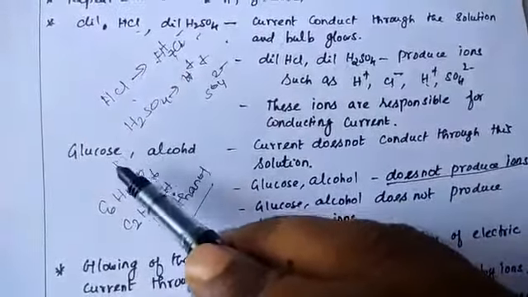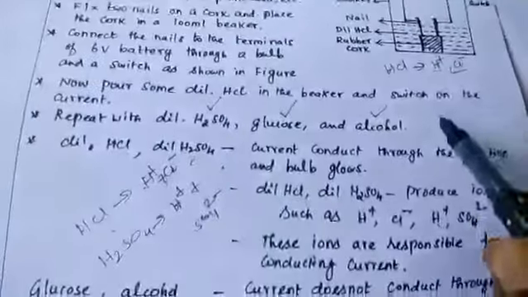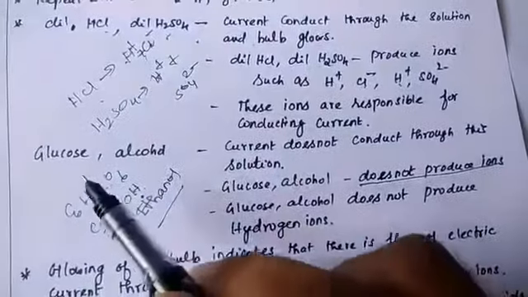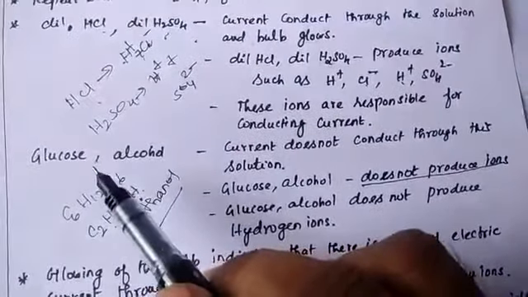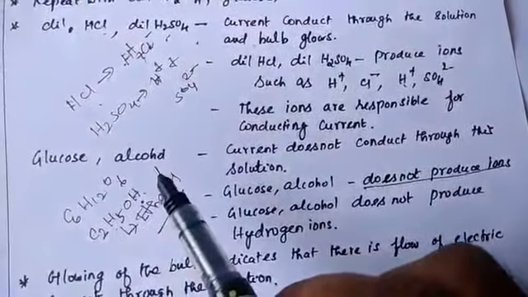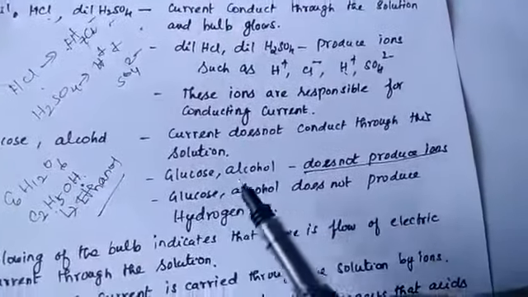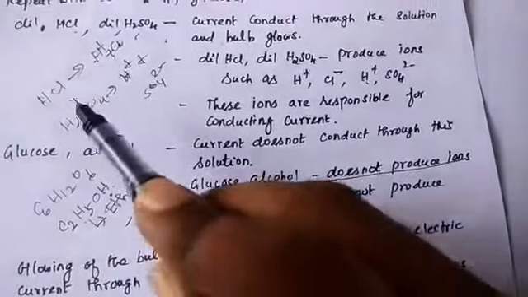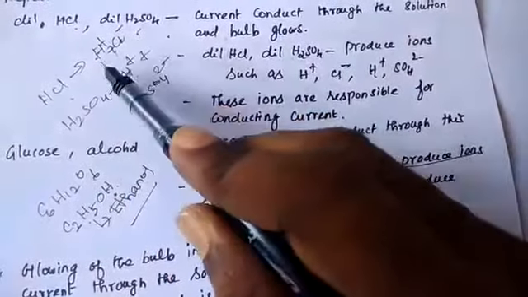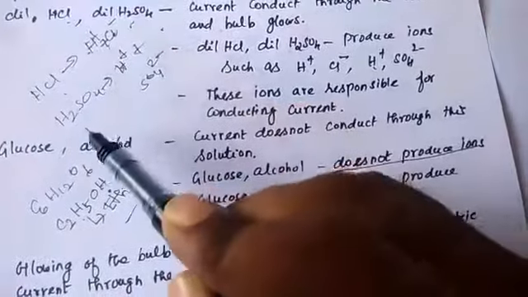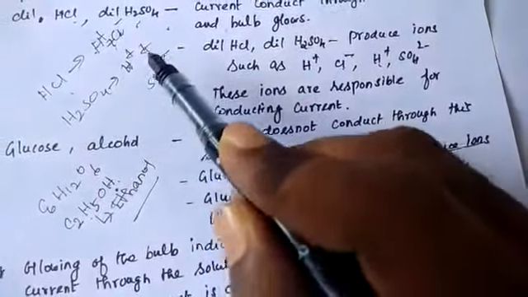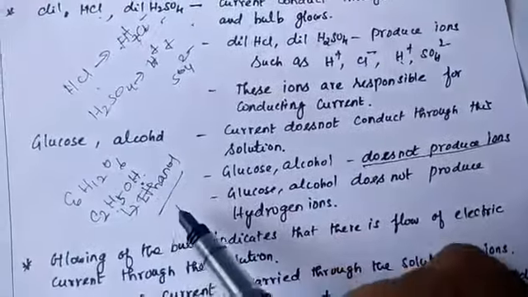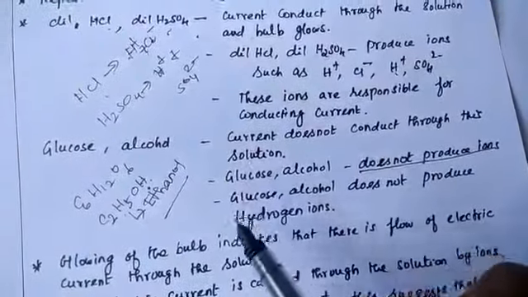Different beakers containing glucose and alcohol solutions are used for the same activity. Current does not conduct through the solution. Glucose does not allow current to pass through, and alcohol also does not allow current to pass. So glucose and alcohol do not produce ions, but hydrochloric acid produces H plus and Cl minus ions, and sulfuric acid produces H plus ions and sulfate SO4 2 minus ions.